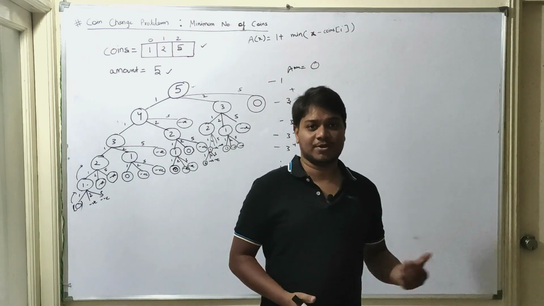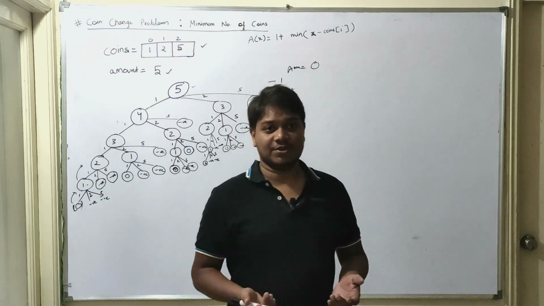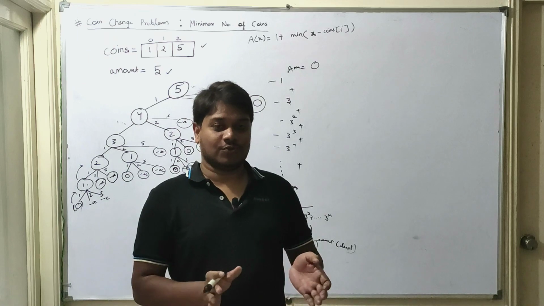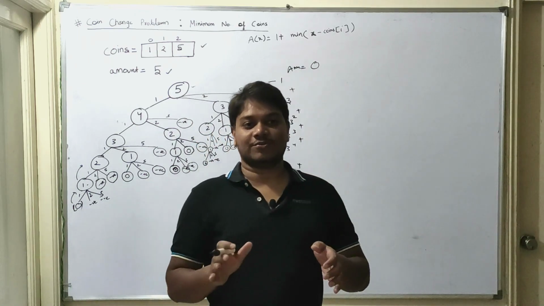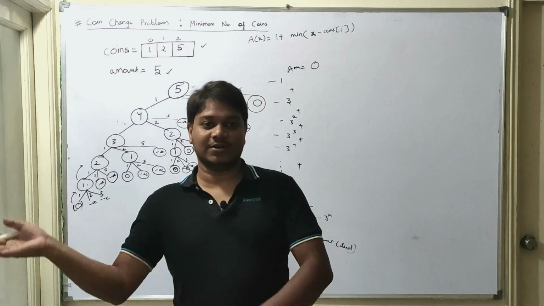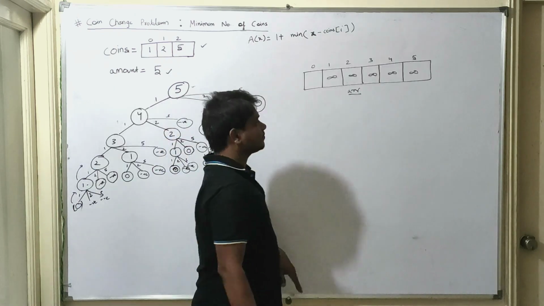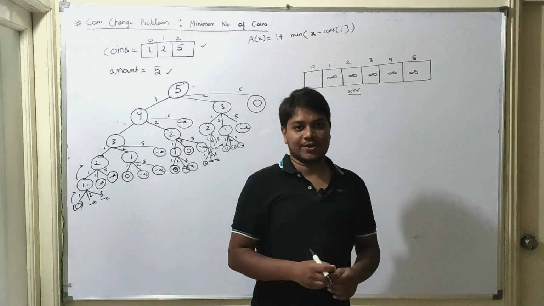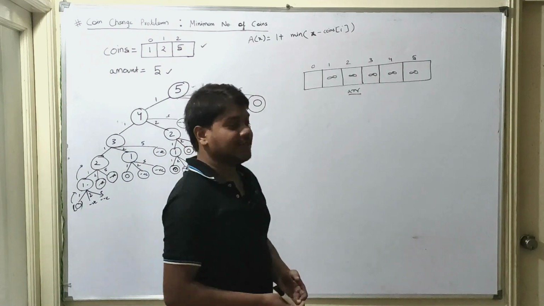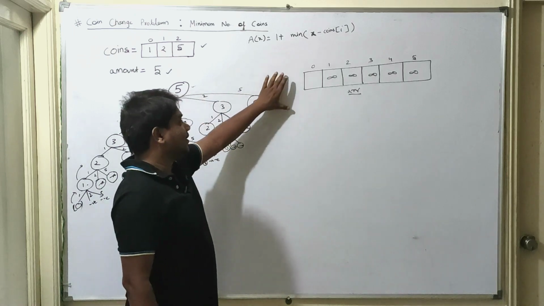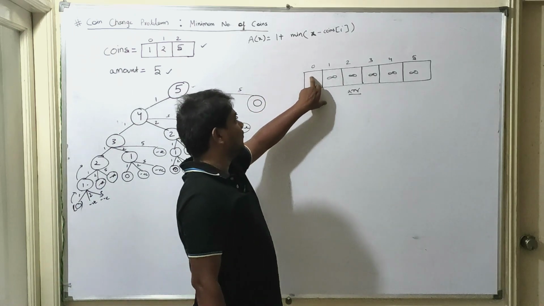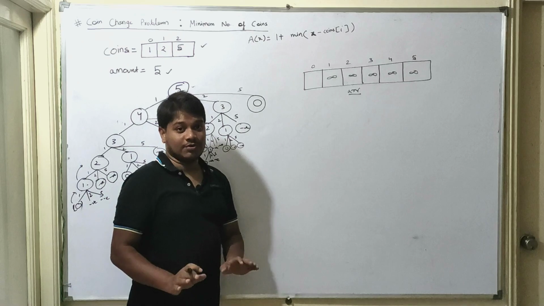Is there any way we can optimize this particular solution? Yes, we can use an array to store the solutions that we have already calculated, and then based on the previous solutions we can calculate the next solutions. So what we can do is we can create an array. In that array we name it ARR. In that array, for the first index we know the solution.